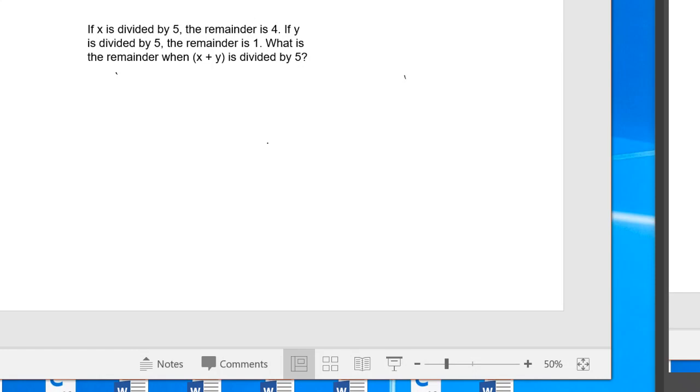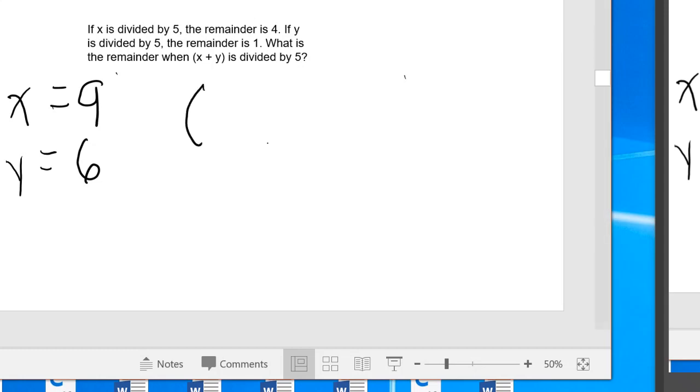All right, now test day comes. You want to deal with a big number like 29? Let's go with a smaller number. So x could be 9. It could be 29, it could be 19, it could be a bunch of different numbers, but I'm going to go with 9. If y is divided by 5, the remainder is 1. Well, what's the number that I can go with here? 6. Perfect. So what's the remainder when x plus y is divided by 5?